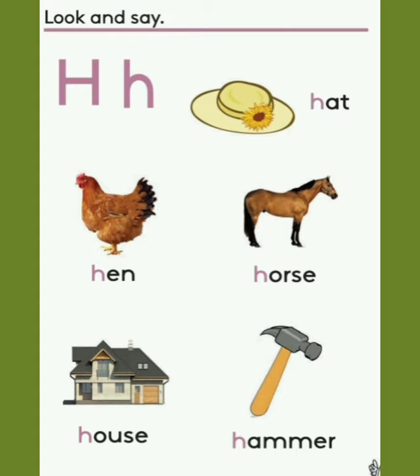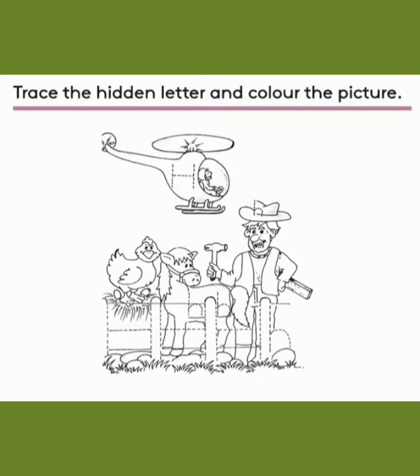Okay, those are the words given here. We have learned 5 words starting with letter H. Very good. Well done. Okay, let's move on to the first exercise given in your writing practice book. Okay, what is the exercise? As usual, you have to trace the hidden letter and color the picture.